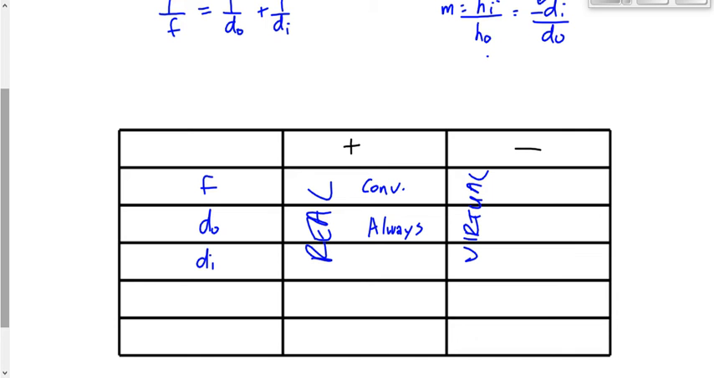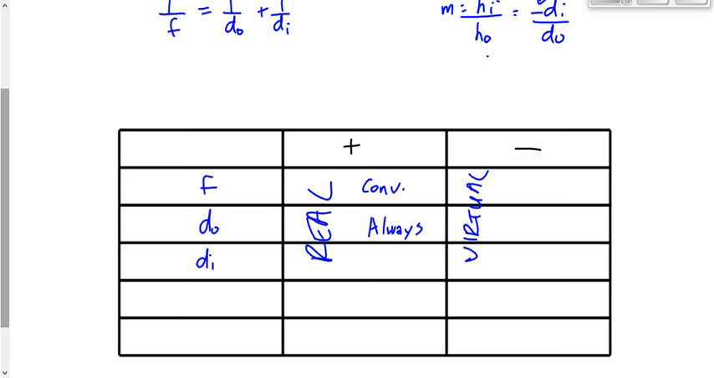What about dI? If you have a diverging mirror, the image produced is always virtual, so that'll always be a negative dI. If you have a converging mirror, then it's sometimes a virtual image, sometimes it's a real image. Out of the 10 ray diagrams we drew, 1 of them had no image, 3 of them had a real image, and 6 of them had a virtual image. So 60% of the time, it's going to be virtual. 30% of the time, it's going to be real. And 10% of the time, there's going to be no image.